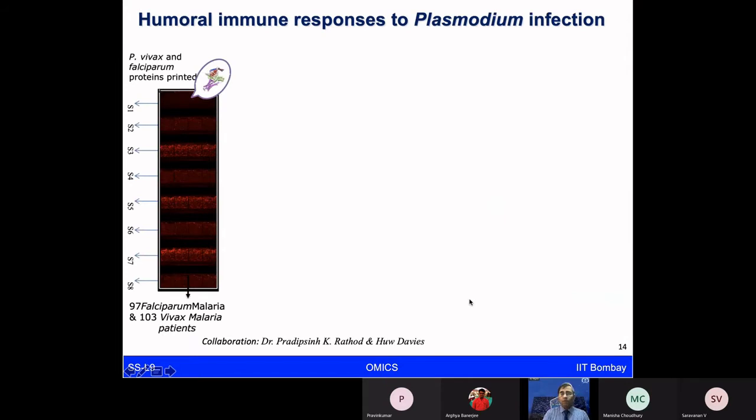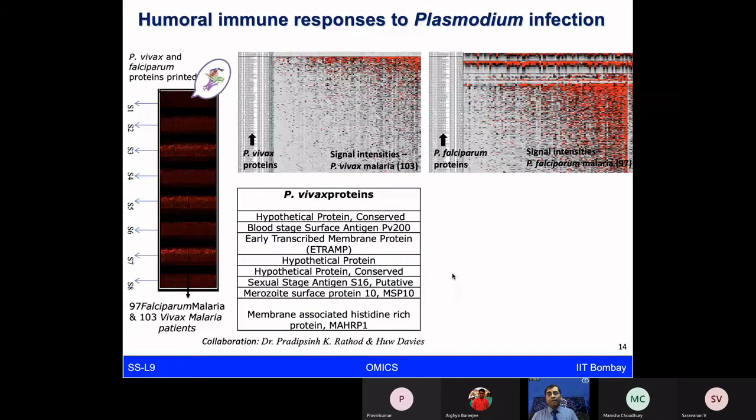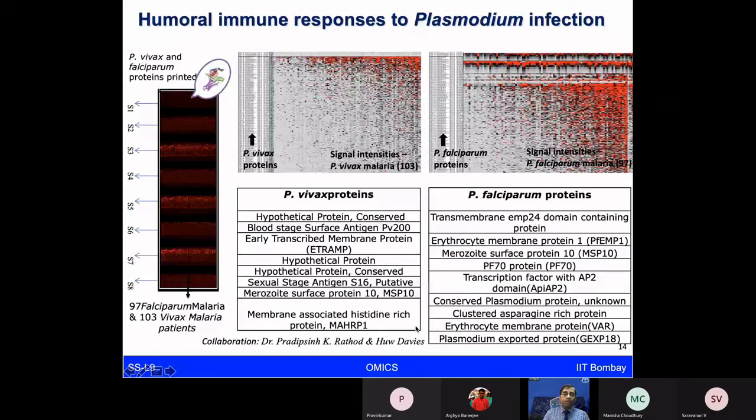We are also using these array platforms to understand other kinds of disease biology. In this case, we had a collaboration with the University of Washington in the US, where we had chips of malaria for falciparum and vivax, the pathogens that cause malaria. In this project, we had almost 200 patients from Goa, and we looked at whether the falciparum and vivax signals are the same or different.